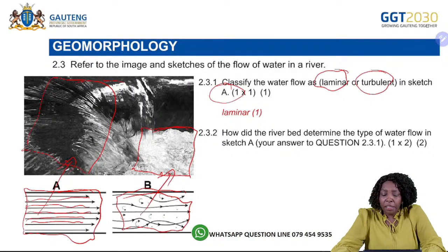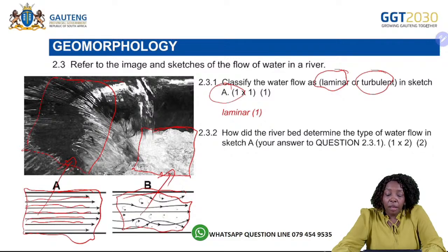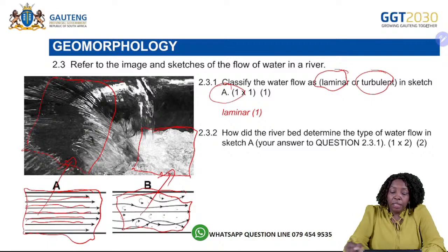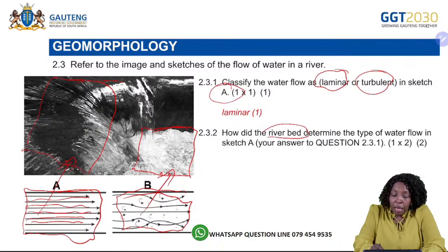Right, the next question. How did the riverbed determine the type of water flow in sketch A? Relate this to your answer that you gave in question 2.3.1. So we're looking at how the riverbed determines the type of flow. You must explain how.